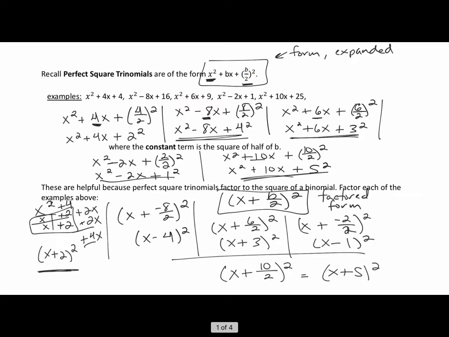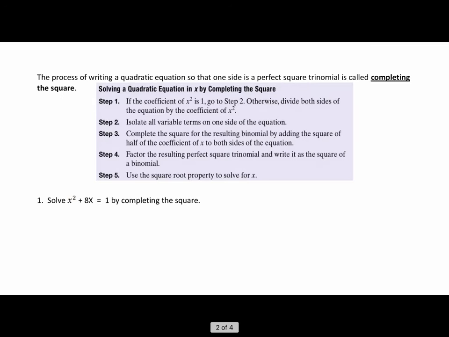And so we're going to use that to help us solve equations. The process of writing a quadratic equation so one side is a perfect square trinomial is called completing the square. Usually we'll be given the x squared term and the x term, and we have to create that constant term, which is half of b squared, such that this will be a perfect square trinomial. So we're just completing that square.